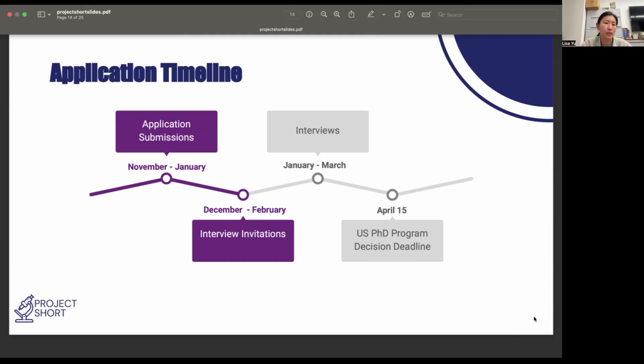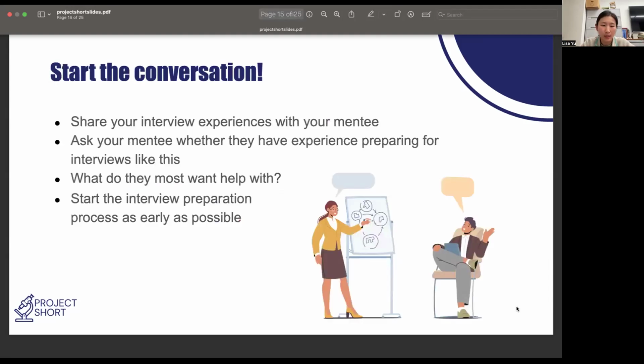And so now is actually a great time to start thinking about preparing for the interview and talking with your mentees about it. On the next slide, we think that one of the most helpful things you can do in your discussions with your mentees is to share your own interview experiences. So how did that go? Where were you interviewing? What was the interview day like? All of that is a super great resource that you can provide for your mentees.